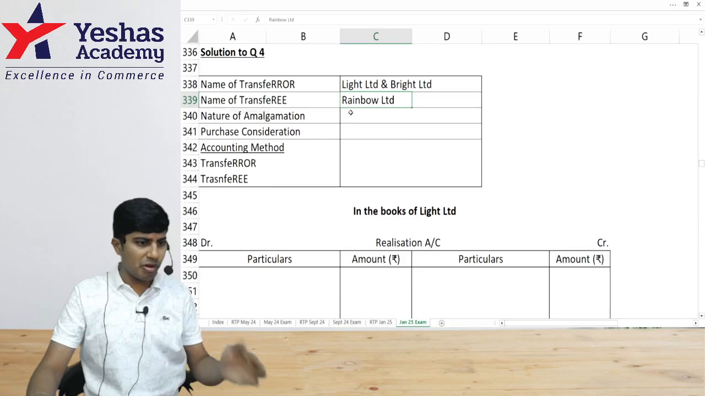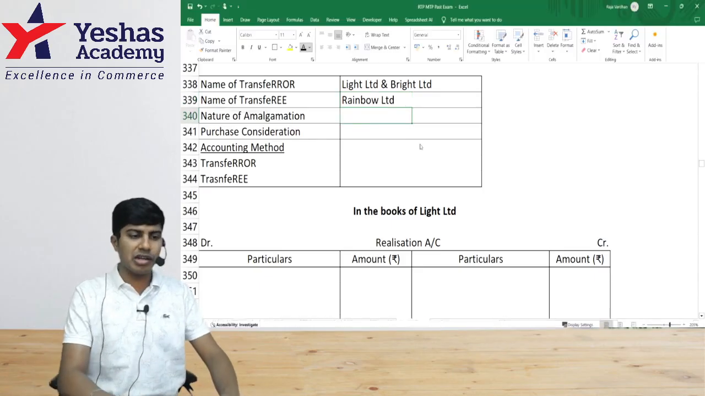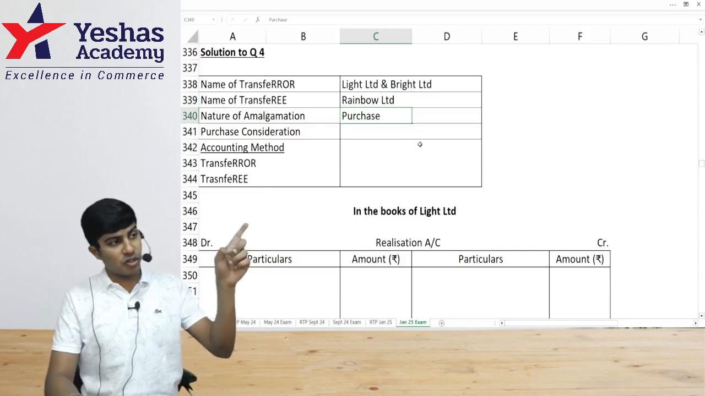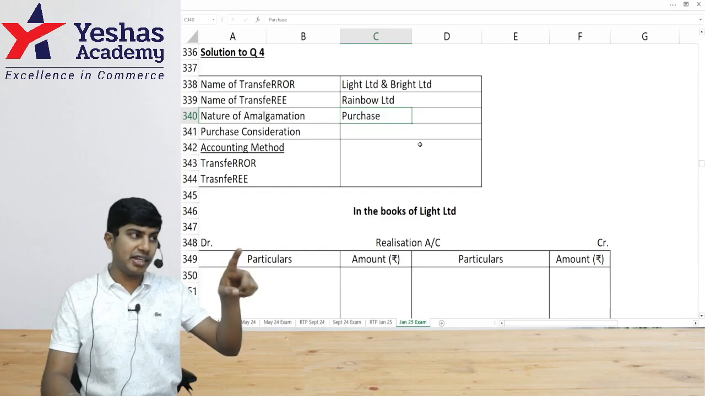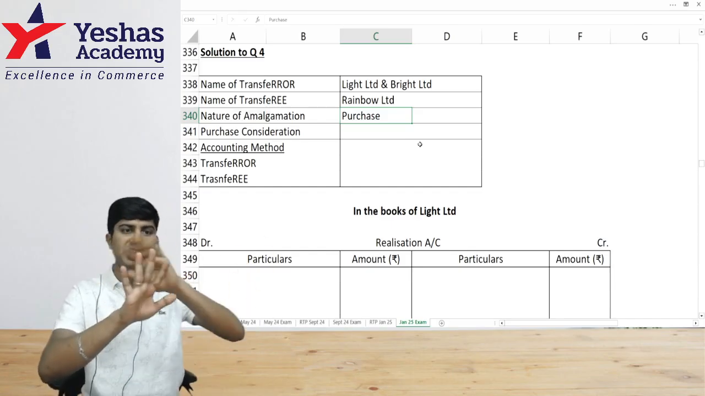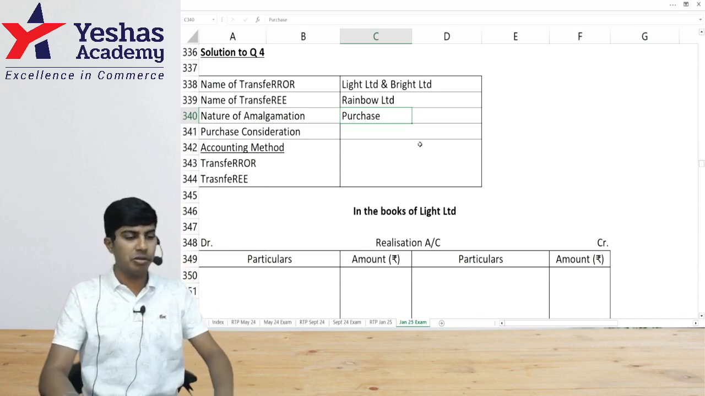So I would write name of the transferee is Rainbow. Nature of amalgamation is purchase because not all the assets are taken over. In the case of Light, assets are taken over other than at book value. One item, land and building. So all the 5 conditions are not fulfilled. Even if one is breached, it is purchase.